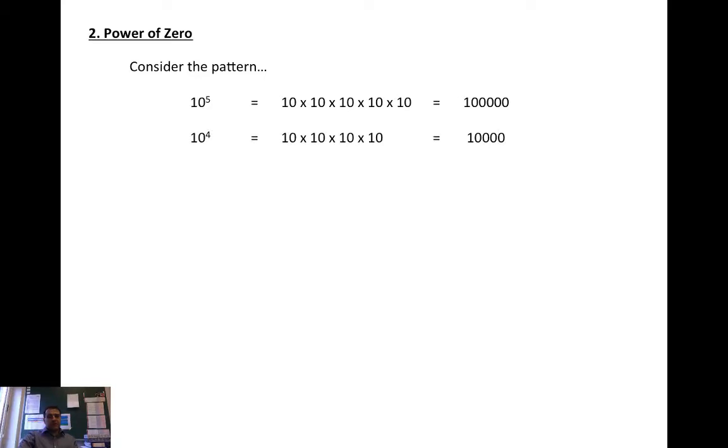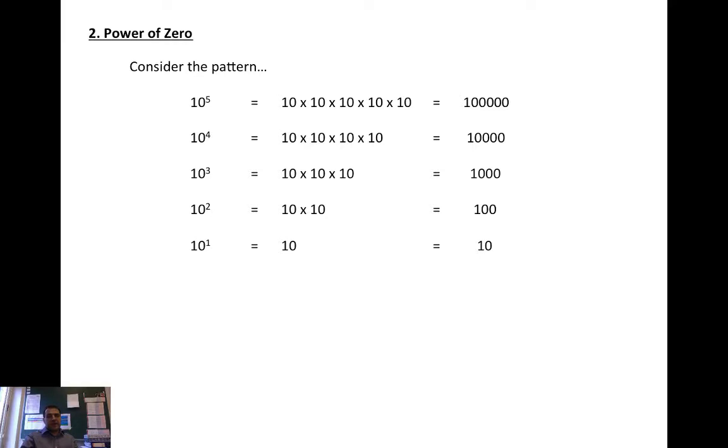10 to the power of 4, well, it's just multiplying by 1 fewer 10, so 10 times 10 times 10 times 10, which is 10,000, which is a 1 with 4 zeros. And then 10 to the power of 3, 10 to the power of 2, 10 to the power of 1, which is just a 10 on its own, which is a 1 with 1 zero.